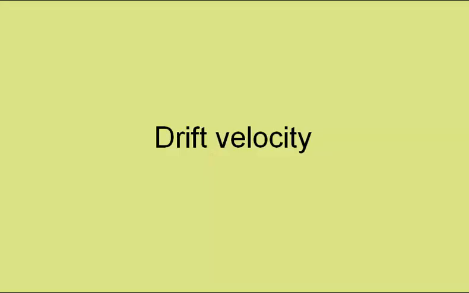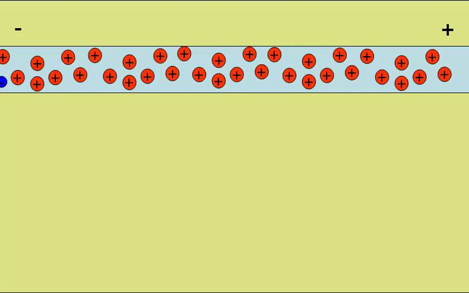Drift velocity. This diagram represents a wire with the positive ions and an electron here. You'll see there's a potential difference, with this side being negatively charged relative to this side. So the electron might take a path something like this, with many collisions on its journey.